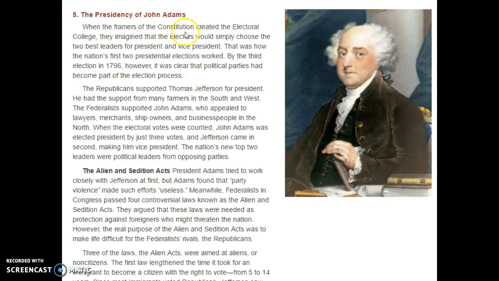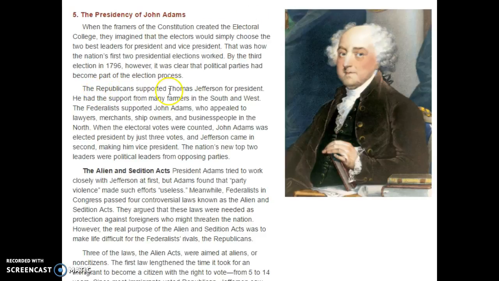When the framers of the Constitution created the Electoral College, they imagined that the electors would simply choose the two best leaders for president and vice president. That was how the nation's first two presidential elections worked. By the third election in 1796, however, it was clear that political parties had become part of the election process.